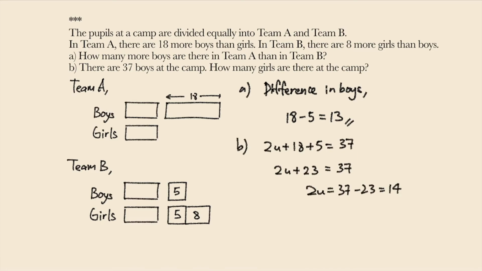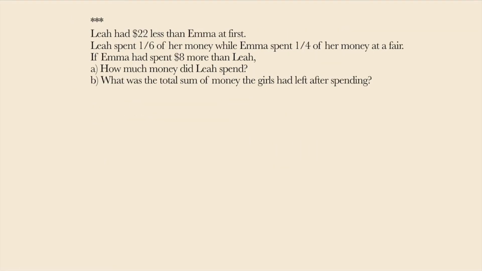Next, there are 37 boys at the camp. So what this tells me is that there's going to be 2 units, 18 and 5. So 2 units, 18 and 5 make up 37, giving us 2U equals 14, 1U equals 7. But let's see, how many girls are there? When it comes to girls, I'm interested in 2 units plus 5 plus 8. So if 2U is 14, then total girls must be 2 units plus 5 plus 8, getting us 27.